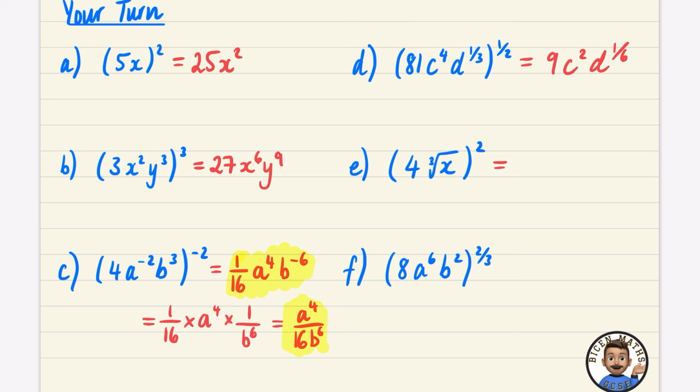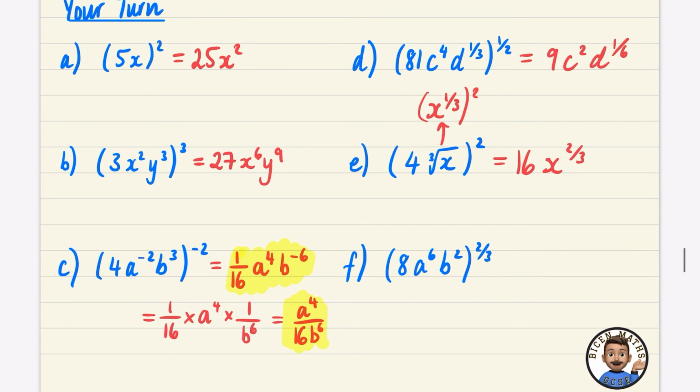We're going to square this one that we've got here, but before we do that, you might like to remind yourself that the cube root of x should be written in index form as x to the third. So the 4 squared is 16, and then you're going to do x to the third squared. And a third times 2 is 2/3. This one is going to be 8 to the power of 2/3.